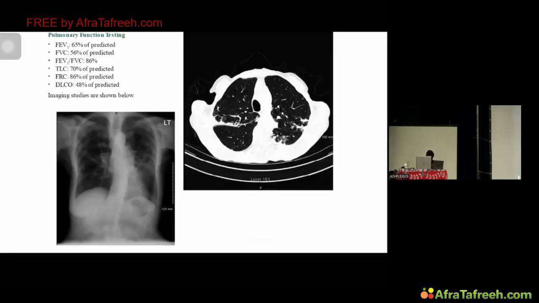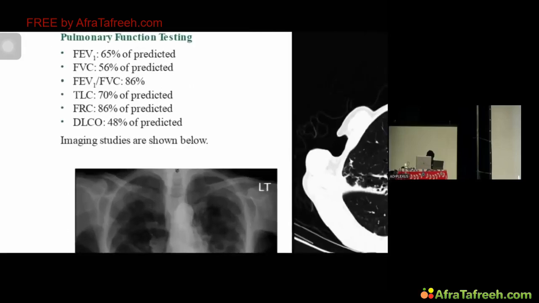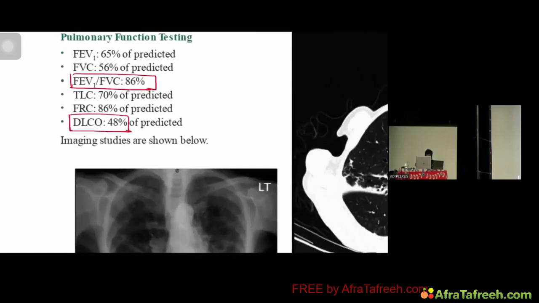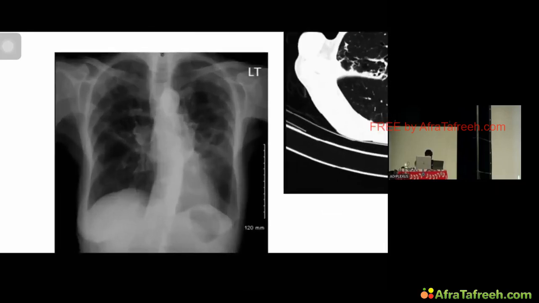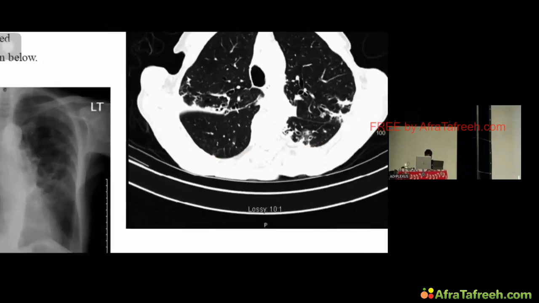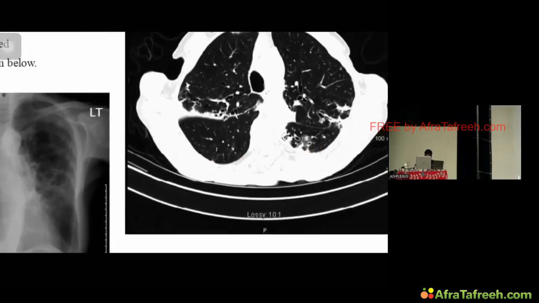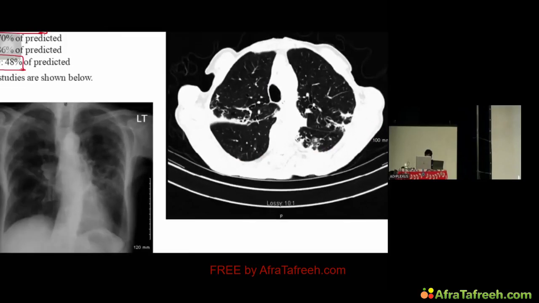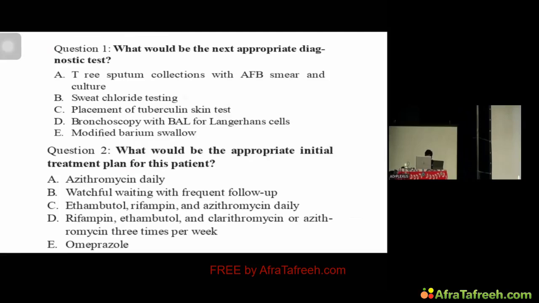Okay, this is the PFT. PFT shows FEV1 by FVC 86%, almost normal. DLCO is decreased. Okay, and this is the X-ray and this is the CT scan. So if these are the options, what would be the most appropriate next step you will be doing?